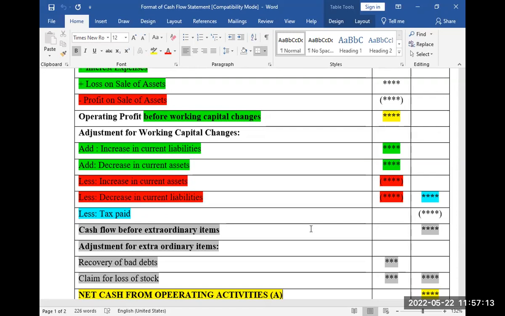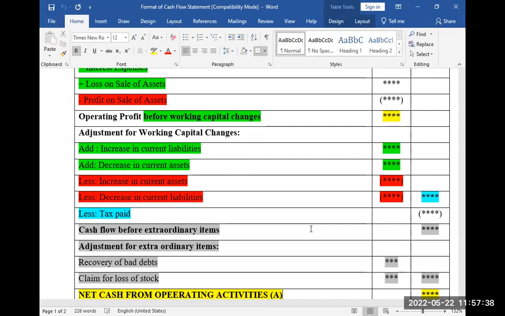How do you find it out? Take the net profit as a base, plus non-cash or non-operating expenses, you have to add. Non-operating income you have to minus.